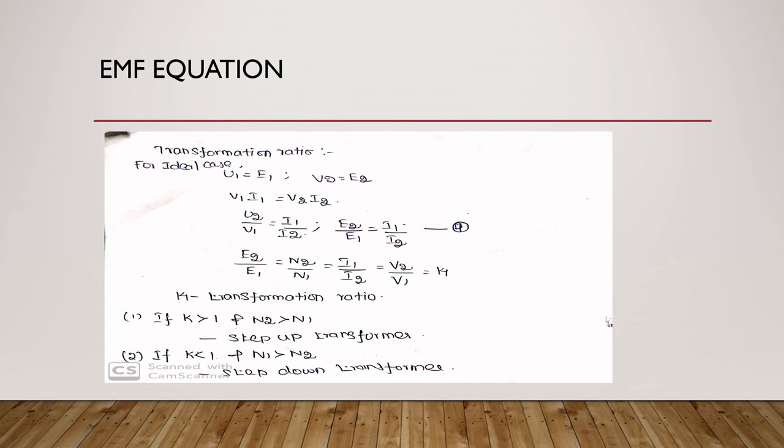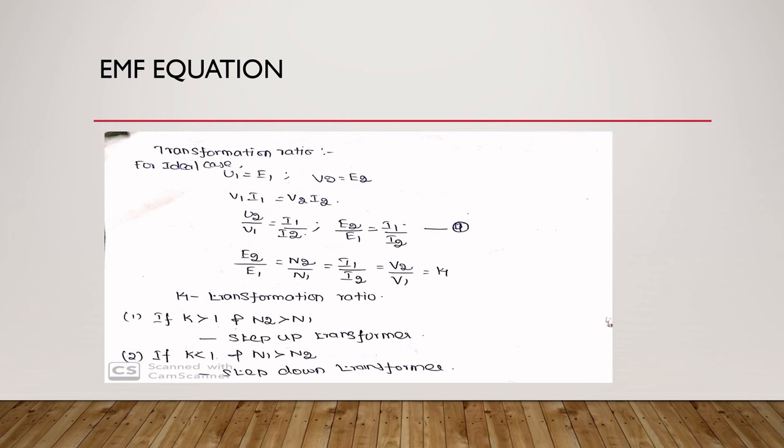Then the transformation ratio. In the ideal case, the terminal voltage at the primary side, that is V1, the supply voltage, is equal to E1. Similarly, the terminal voltage V2 equals E2. So we know that V1 I1 equals V2 I2. From this equation, we can conclude that V2 by V1 equals I1 by I2.